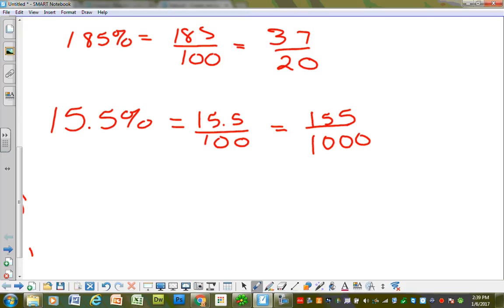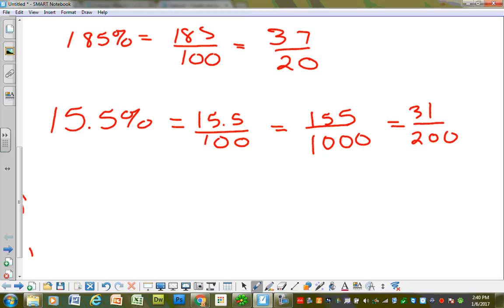So really, what did I do to both of those numbers? I took them each times 10. That's not too bad. Now, can I reduce this? Yes. We divide by what? 5. So 31 over 200, since 1,000 divided by 5 is 200. Okay. So 31 over 200.